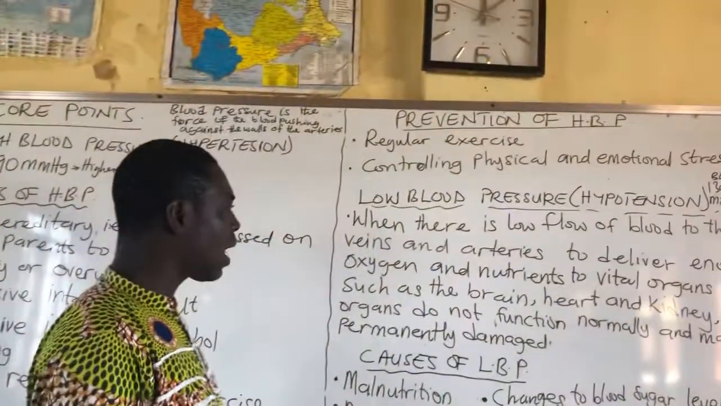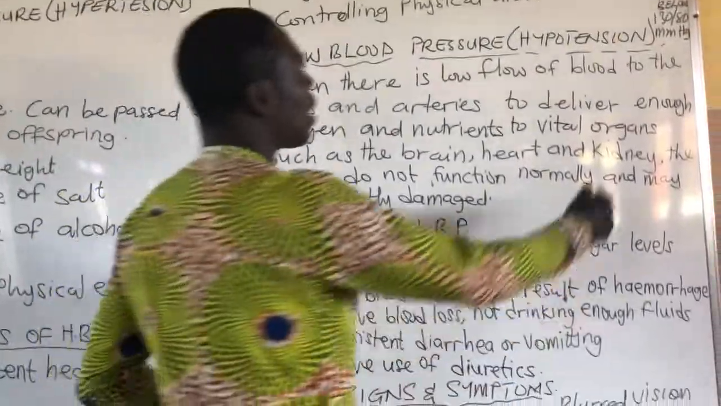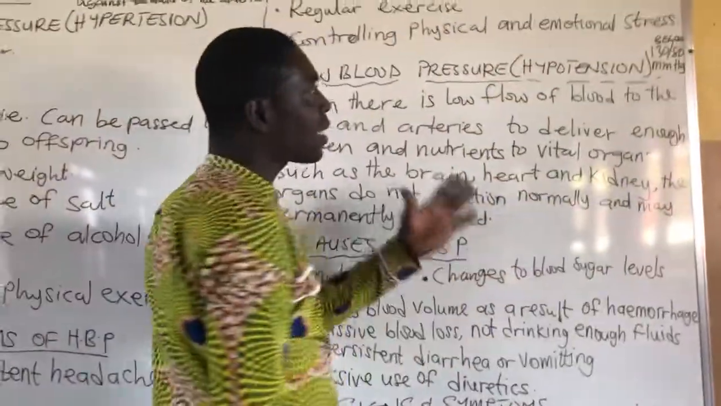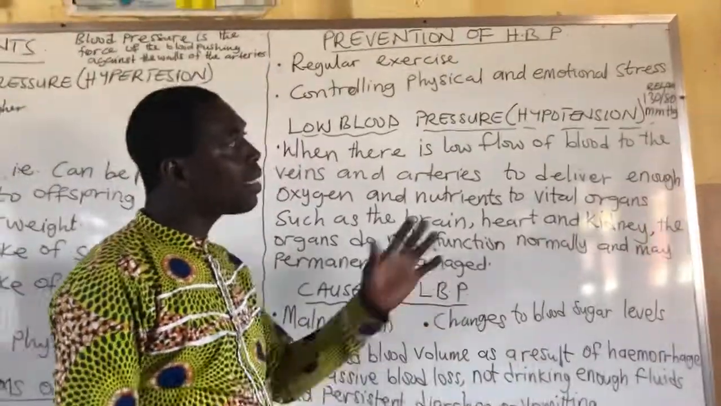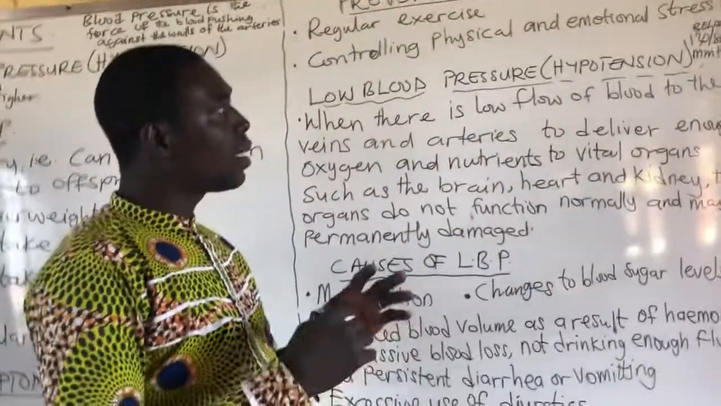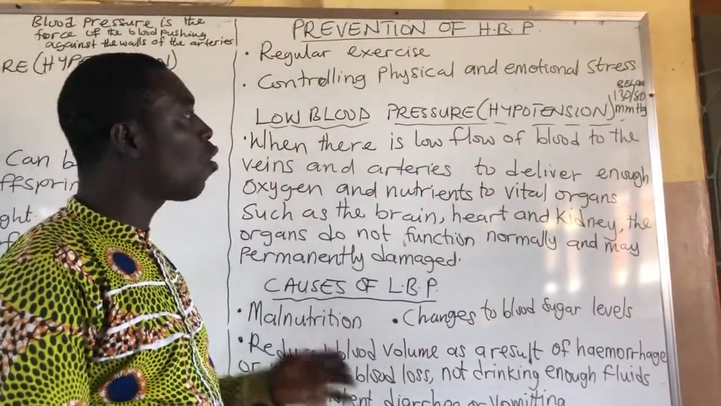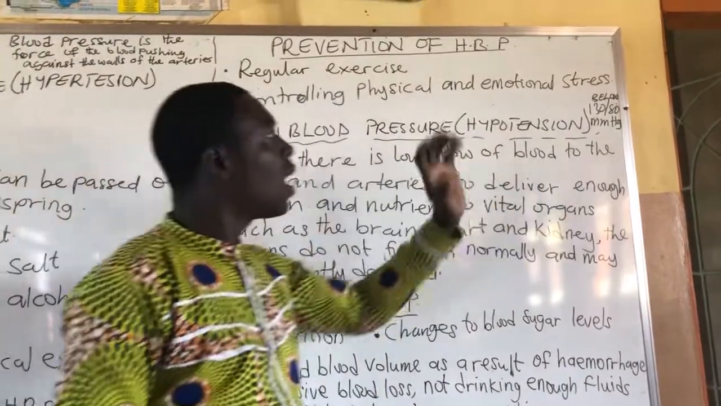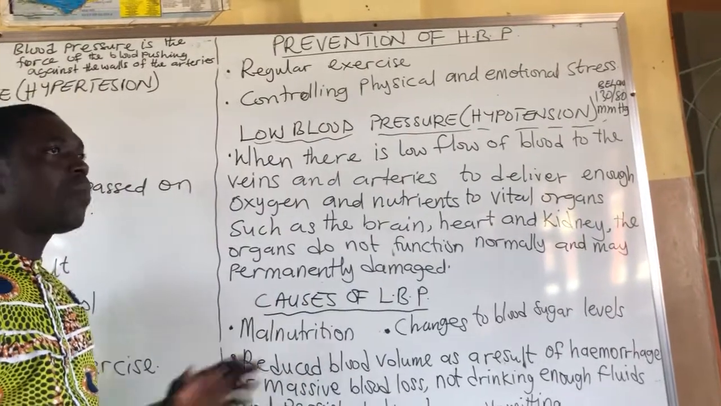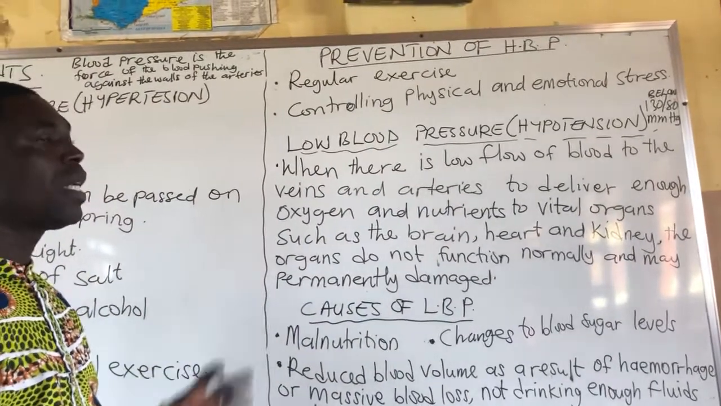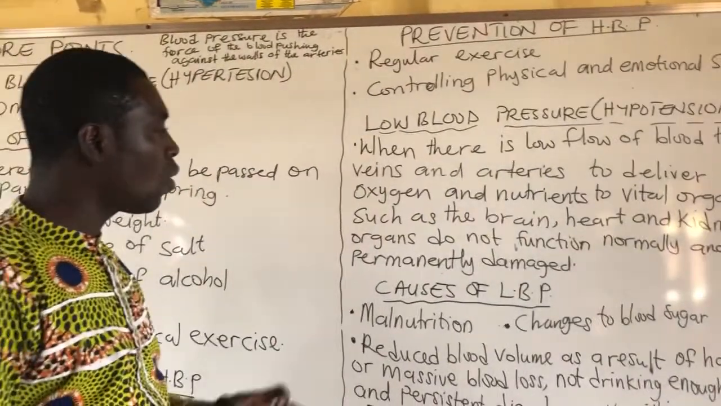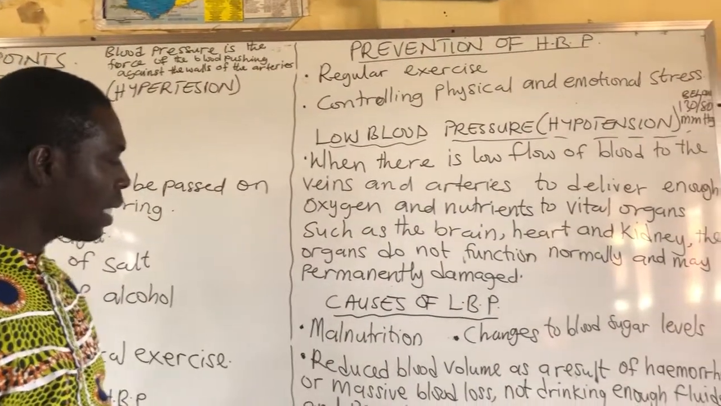And you know, the normal pressure, when it's below 130 over 80 millimeters of mercury, this is what we consider as low blood pressure. When the pressure is below 130 and 80 millimeters of mercury, it means that one is suffering from or likely to suffer from low blood pressure. And we have seen the causes.